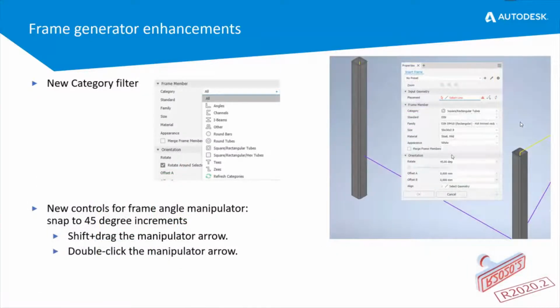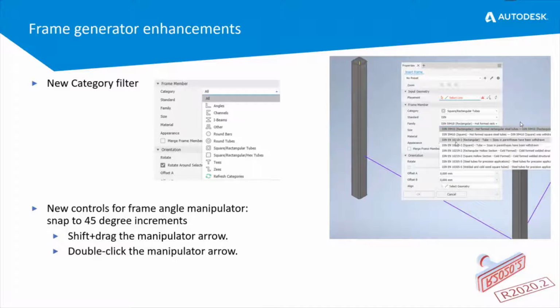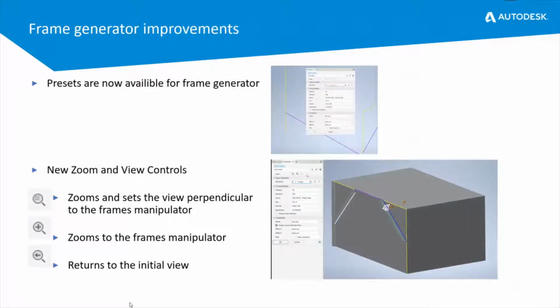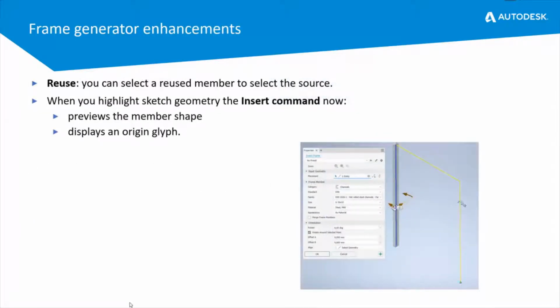There's also a new category filter, which was brought in 2020.2, which meant that you could choose what you were looking for over here before you chose the member further down. And we now have controls with a frame angle manipulator, then our presets, the new zoom commands, and nice tools for reuse.